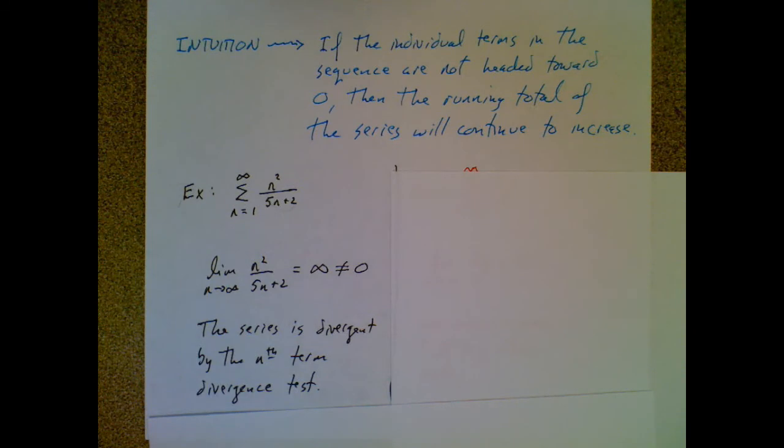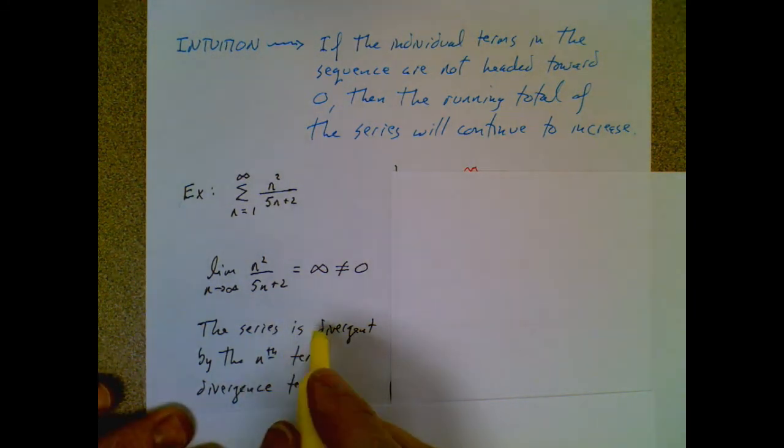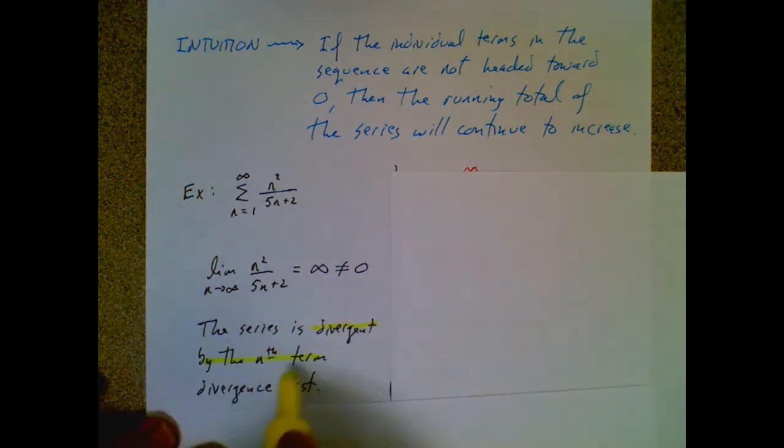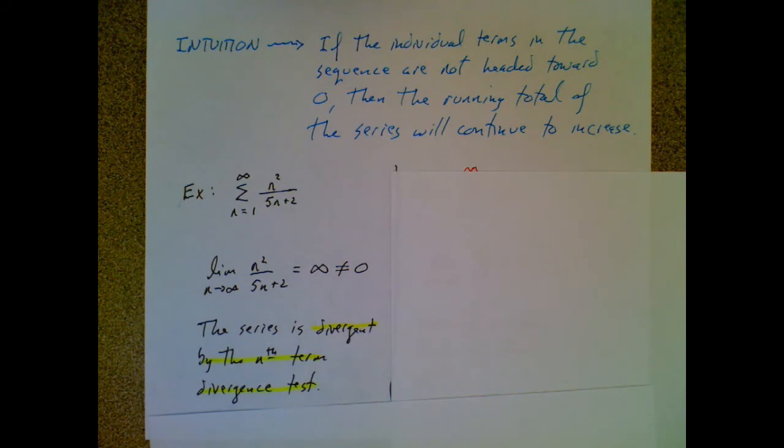So then I write my conclusion. This is a divergent series by the nth term divergence test. This is a classy move for the AP. Name that it's divergent, and then name the test why you believe it to be divergent. Let's do one more example.